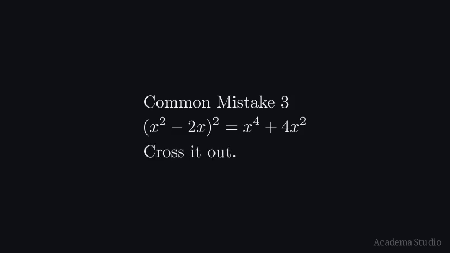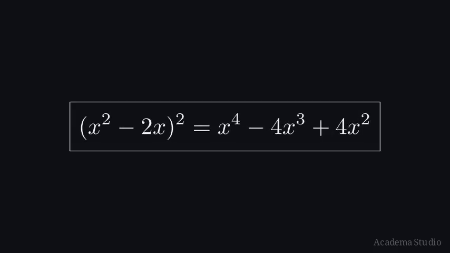Common mistake 3. Group the like terms. X squared minus 2x to the power of 2 equals x to the power of 4 plus 4x to the power of 2. The middle term must be included when squaring a binomial. The final answer, group the like terms. X squared minus 2x to the power of 2 equals x to the power of 4 minus 4x to the power of 3 plus 4x to the power of 2.